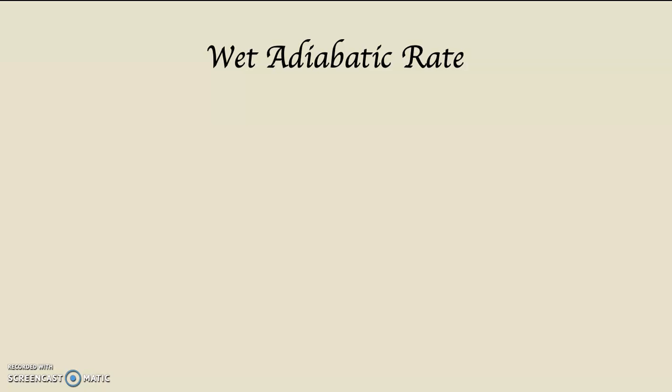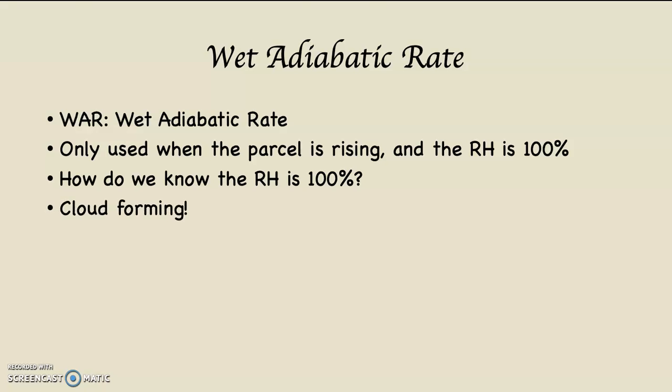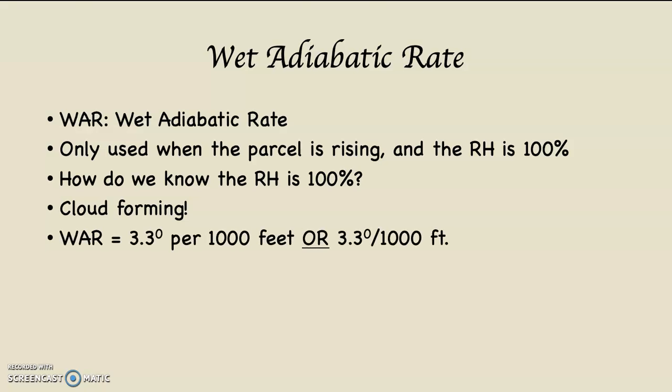The other rate is called the wet adiabatic rate, which also indicates when you're going to use it. The wet adiabatic rate is generally referred to as the WAR. This is only used when the parcel is rising and the relative humidity is 100%. How do we know the relative humidity is 100%? Because there's a cloud forming. If there's a cloud forming, the relative humidity is 100%. No cloud, the relative humidity is less than 100%. And the WAR is 3.3 degrees Fahrenheit per 1,000 feet.